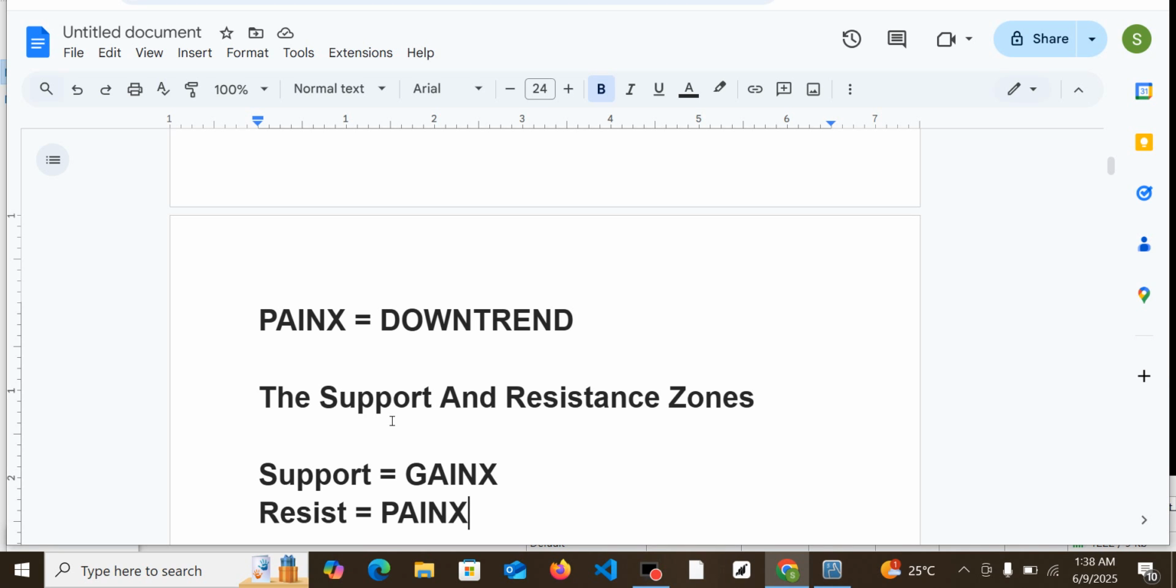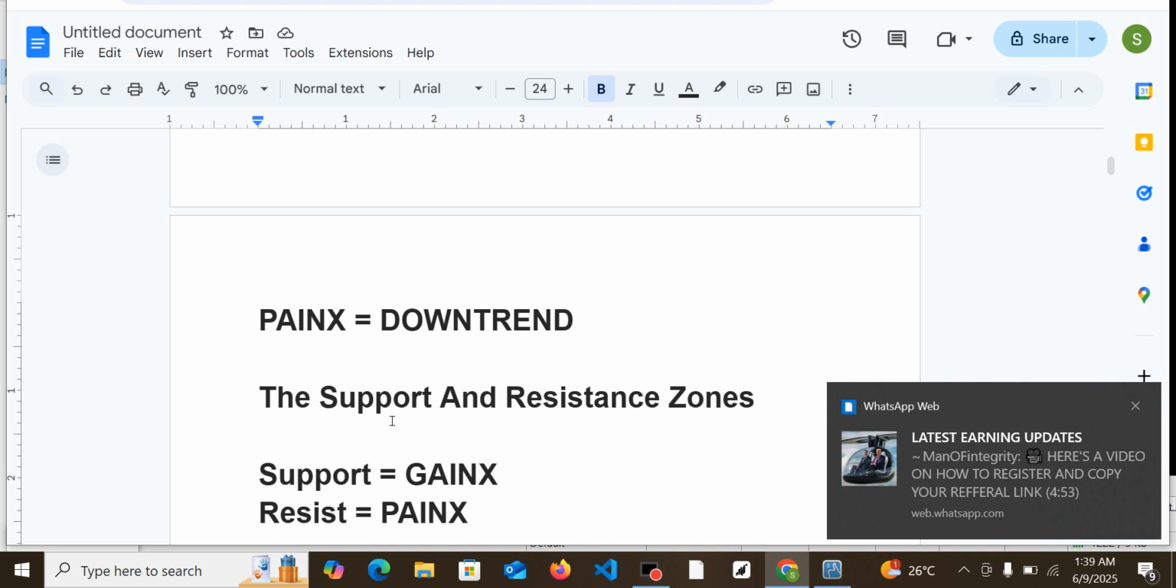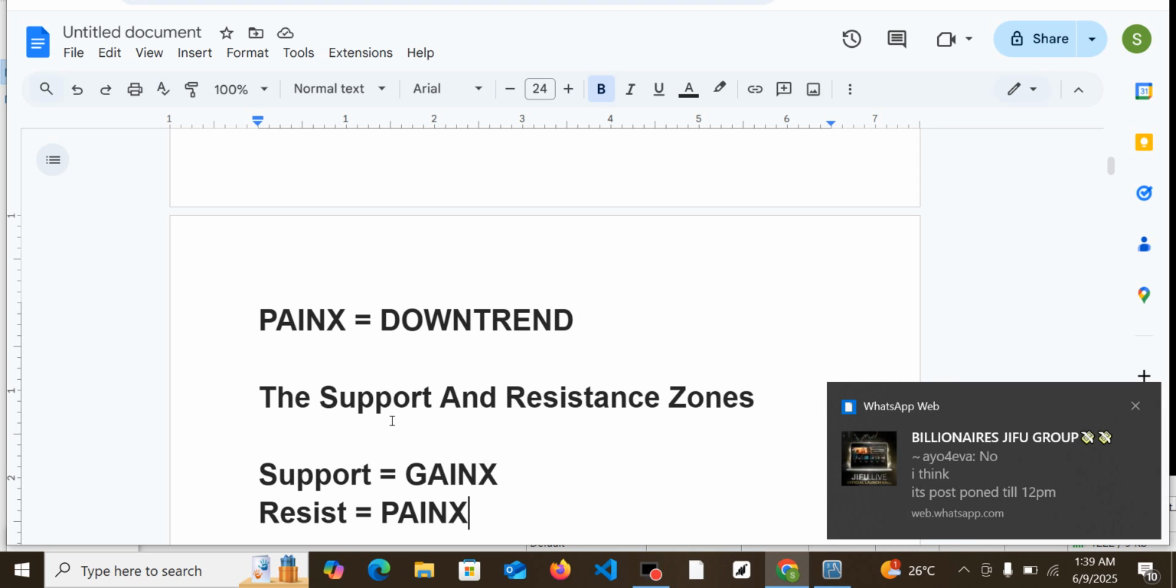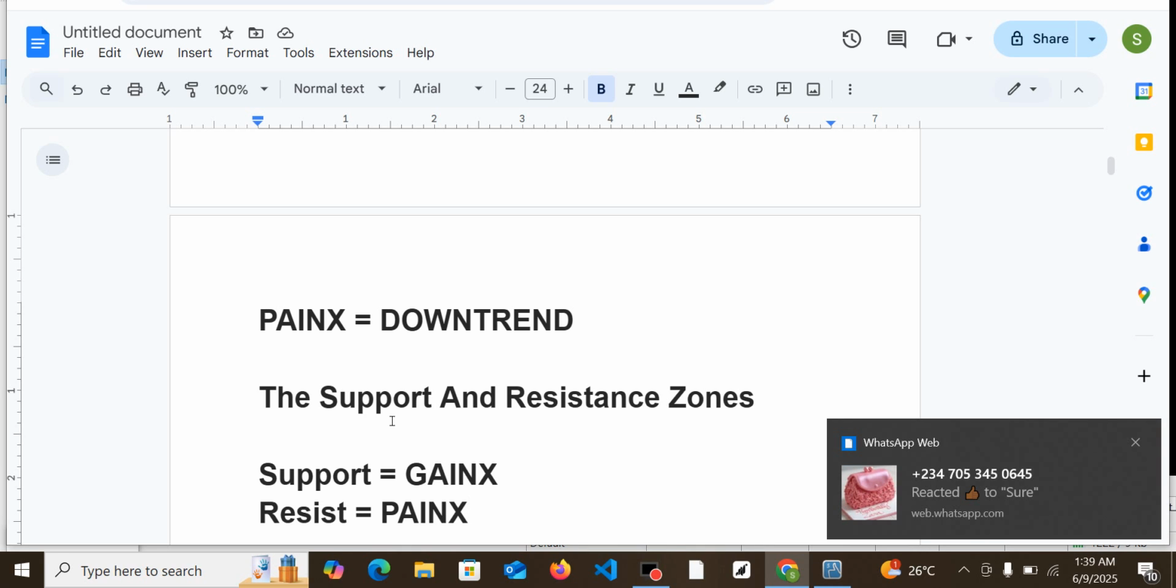Next, for PainX, when the market is on downtrend, you should know that there is going to be a lot of spikes being formed at that particular time on PainX. So all you need to do is target the resistance region in order to place your order for the spikes trading. This is very, very important, and you will enjoy trading spikes that way.